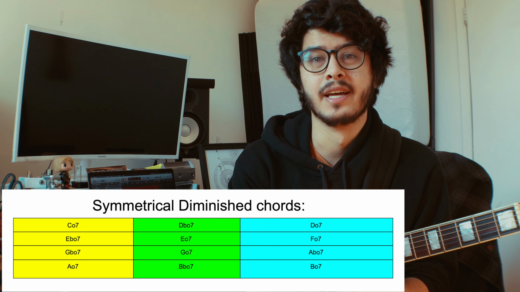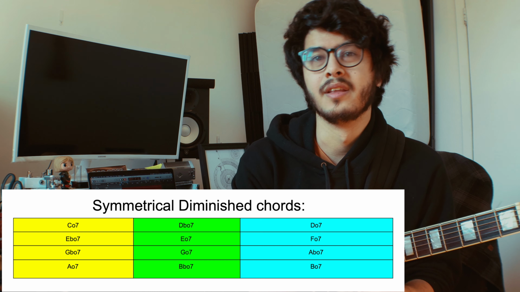So in this PDF in the description, there's a few different charts. The first one, symmetrical diminished chord, I color coded, is all of the diminished chords and their inversions. So for example, the C category is in yellow, the D flat is in green, and the D natural is in blue. And that's a quick guide to check your diminished inversions so you can recall them quickly.